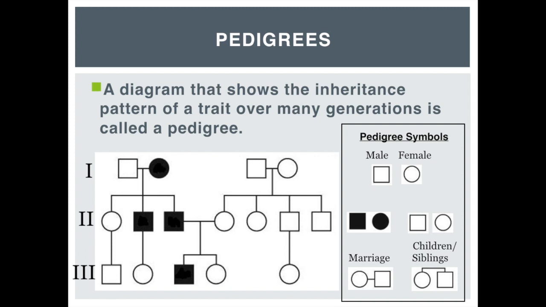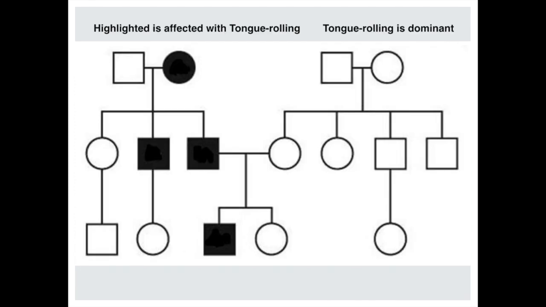You can see that the third child, the colored square here, is connected to a circle that's outside of his family. So he married a woman that does not have that trait. He married outside, and then they had children. Okay, so you can see this. Here the example is highlighted as affected with tongue rolling, while the non-colored or non-shaded does not.